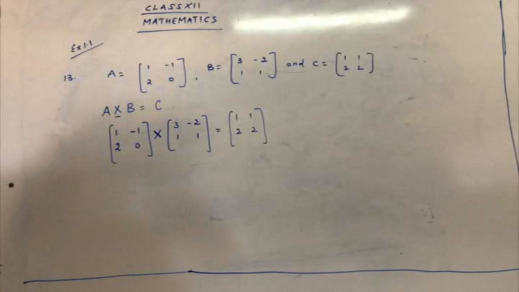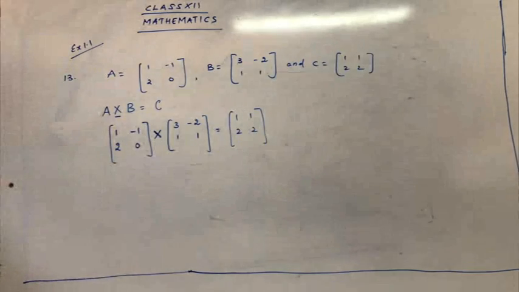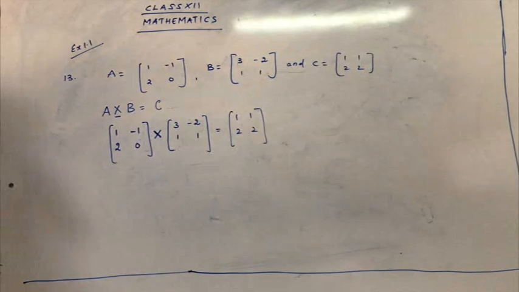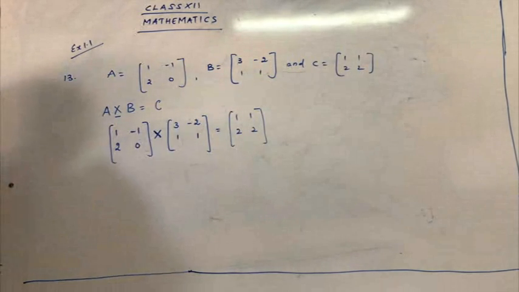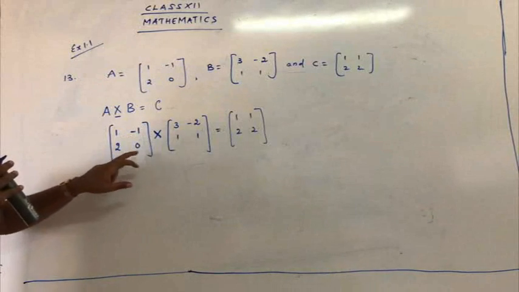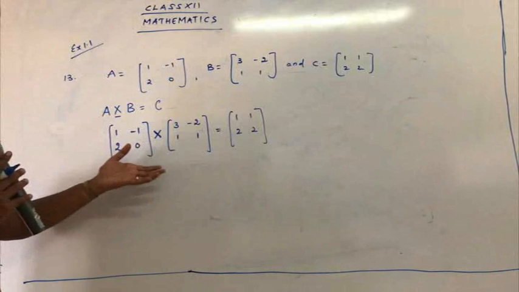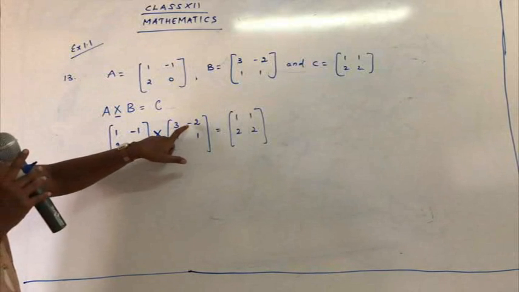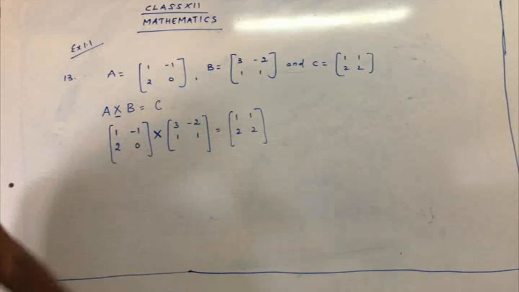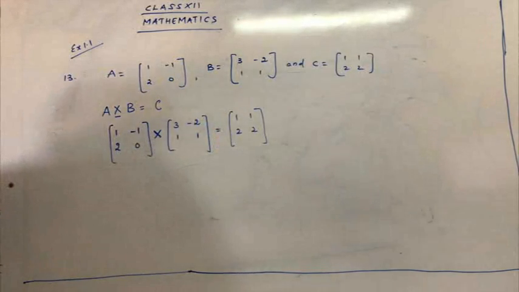Already I have told you, when we were dealing with our 12th sum, that the position is very, very important. So we have to be very careful with the placement of matrices. So let's see how to proceed with the next step. In the LHS part, we have 3 matrices. One is 1 minus 1, 2, 0. One is X, that is what we have to find out. And one more is 3 minus 2, 1, 1. And on the RHS part, we have one matrix that is 1, 1, 2, 2.